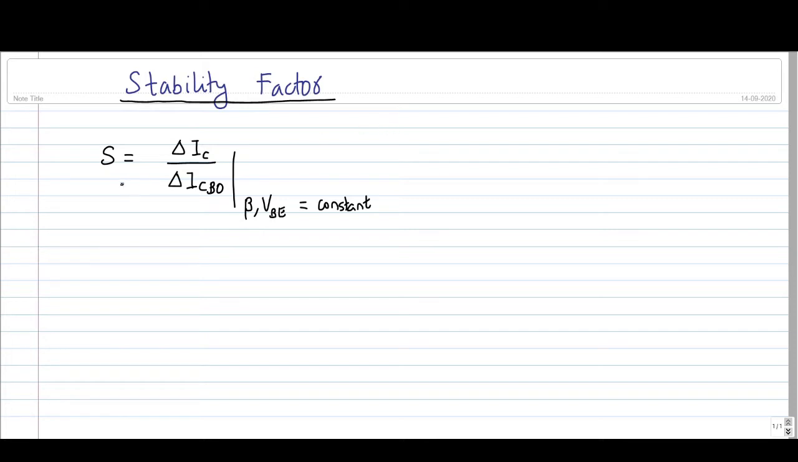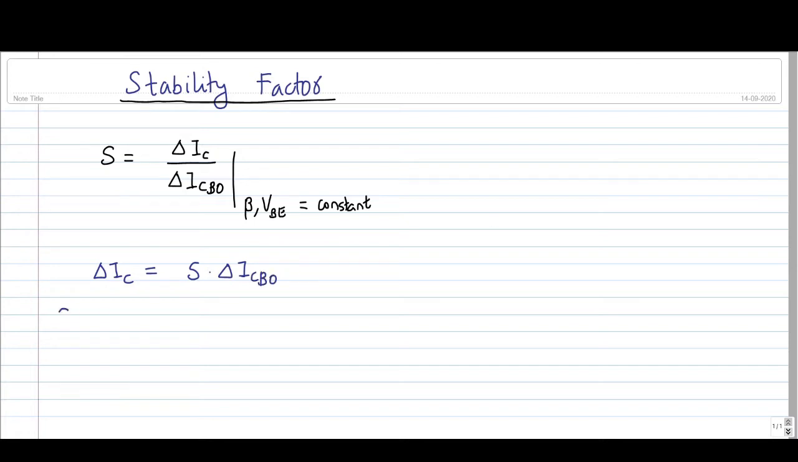Okay, so stability factor is defined as the ratio of incremental change in collector current, that is delta IC, to incremental change in collector to base reverse leakage current, that is delta ICBO, keeping beta and VBE constant. Okay, so we can make one observation from this definition. If you cross multiply this, delta IC is S into delta ICBO.